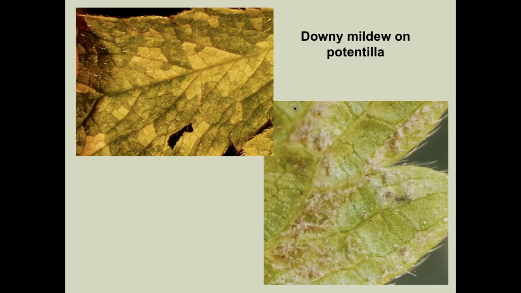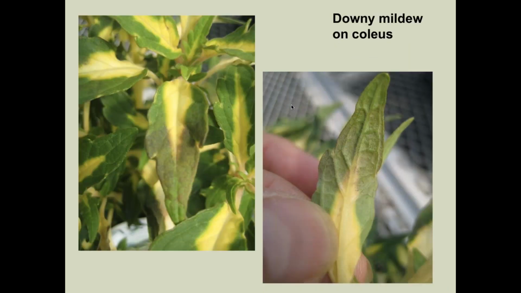Here's downy mildew on potentilla, showing a nice example of those angular leaf spots, those chlorotic spots on the leaf, those yellow areas. If we flip that leaf over, we can see the nice fungal growth on the underside of that potentilla leaf. Downy mildew on coleus, I mentioned, is kind of a hard one to diagnose. In the image on the left, we are looking at a little bit of browning or discoloration towards the tip of that leaf. If we pick that leaf off and look at the underside of it, it has a very light sporulation on the underside.